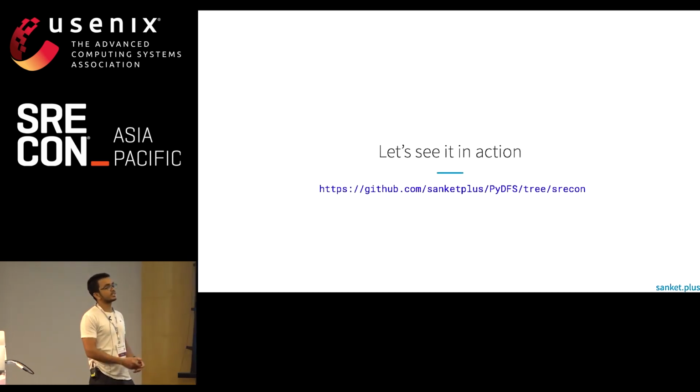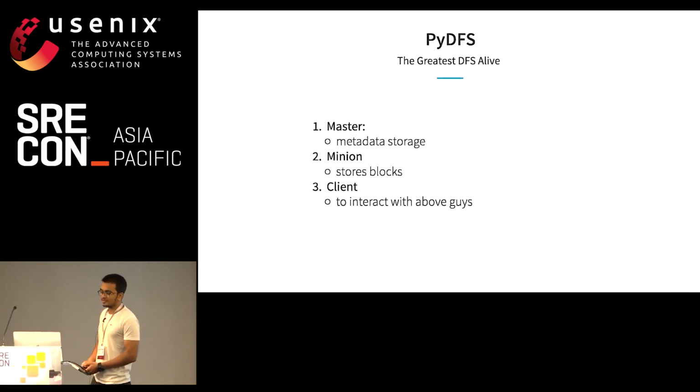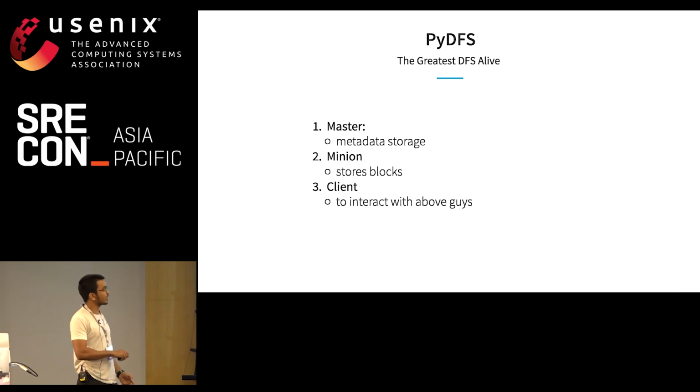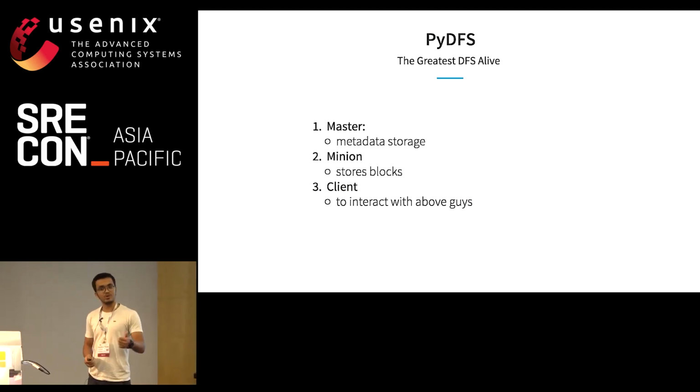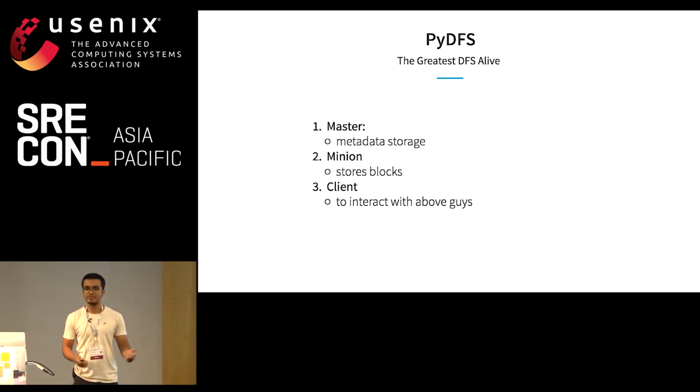So this is how a write will look. Now let's try to see it in action. We said that we have made a cute little distributed file system. Let me introduce you to PyDFS. These are the 3 components that we'll be dividing it into. We have a metadata storage, let's call it a master. We've got data hosts, let's call them minions. And of course, we'll have clients to interact with these 2.